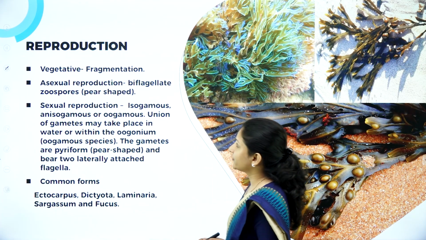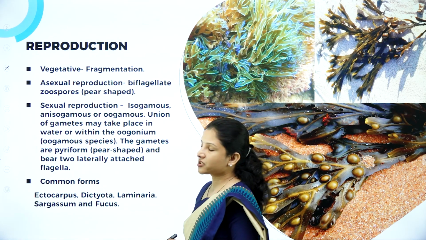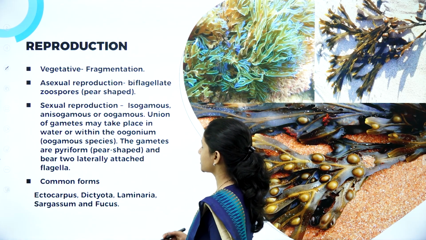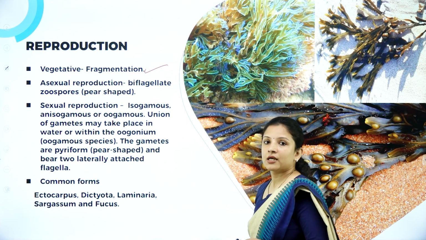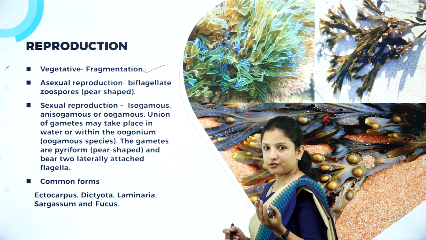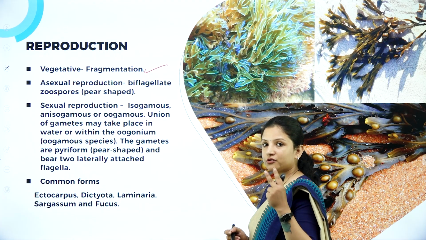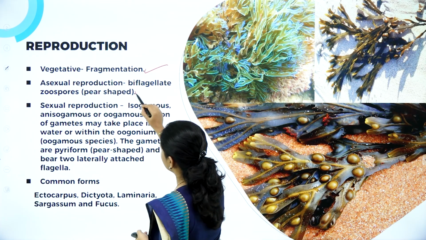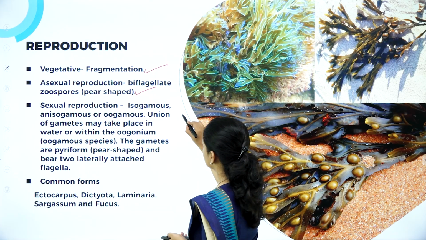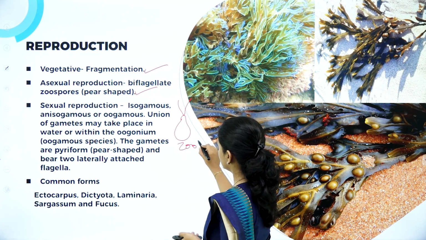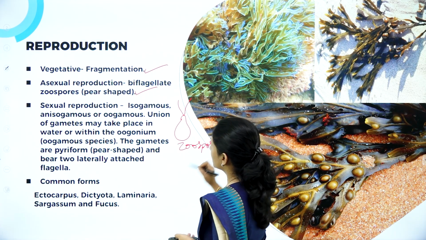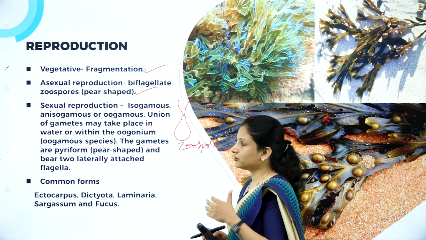So next, talking about the reproduction, here also it can be vegetative, asexual or sexual. Vegetative reproduction is by fragmentation. Asexual reproduction is by biflagellate zoospores. Biflagellate means zoospores having two flagella, and the shape of the zoospore is pear shaped. That is, it looks exactly like the pear fruit and it has two flagella. This is the zoospore. It is pear shaped, just like a pear fruit.